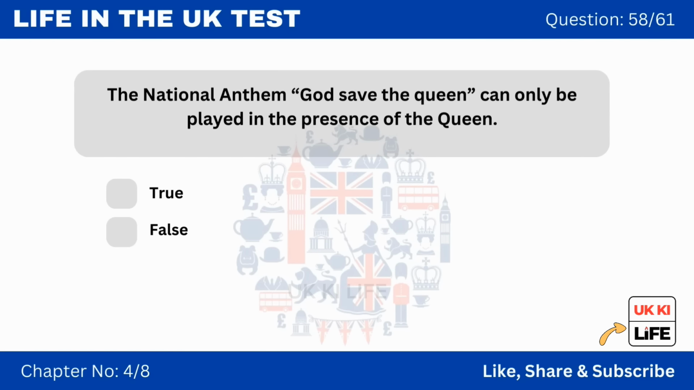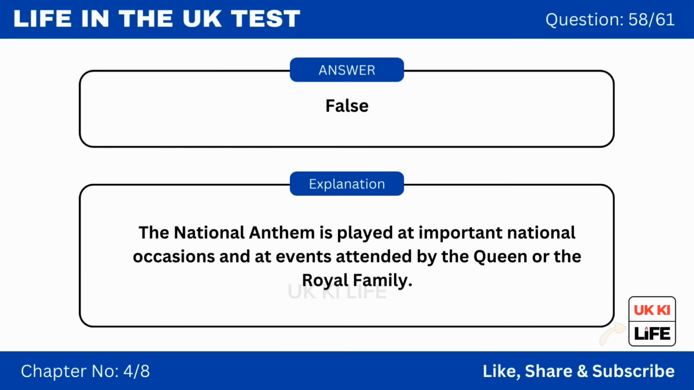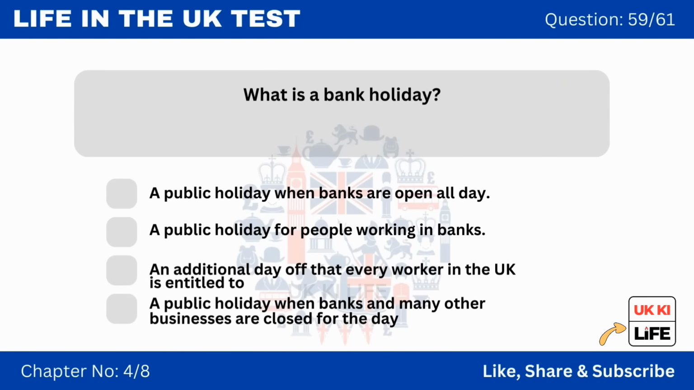The correct option is B. Explanation. The national anthem is played at important national occasions and at events attended by the Queen or the royal family. Question 59. What is a bank holiday? A public holiday when banks are open all day. A public holiday for people working in banks. An additional day off that every worker in the UK is entitled to. A public holiday when banks and many other businesses are closed for the day.